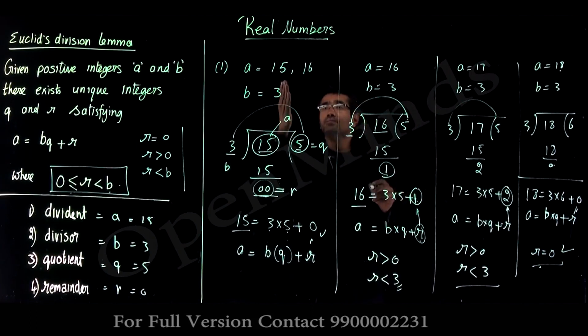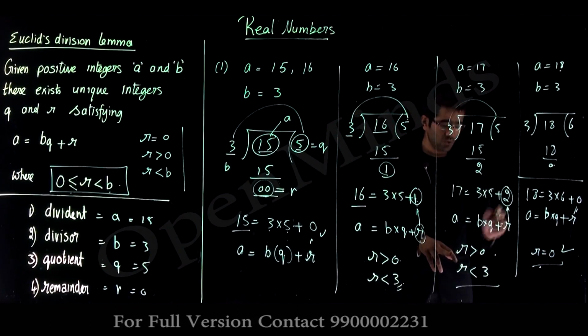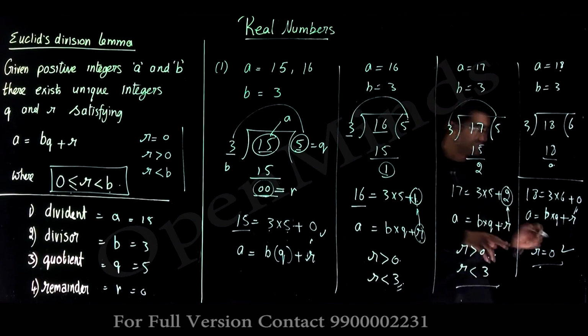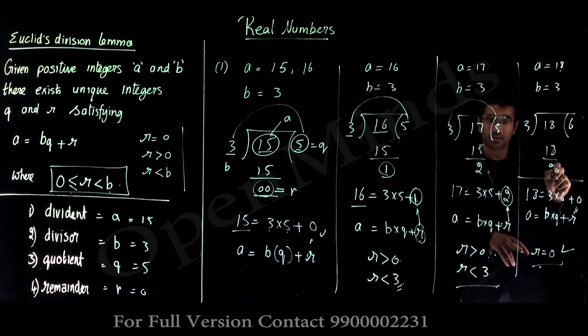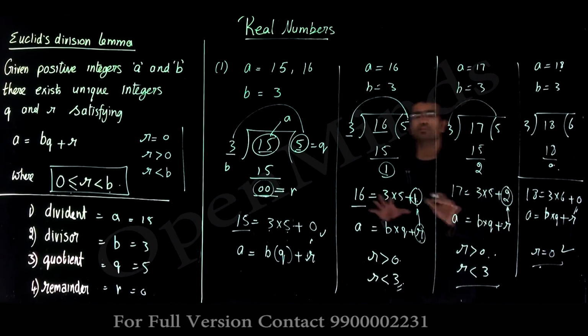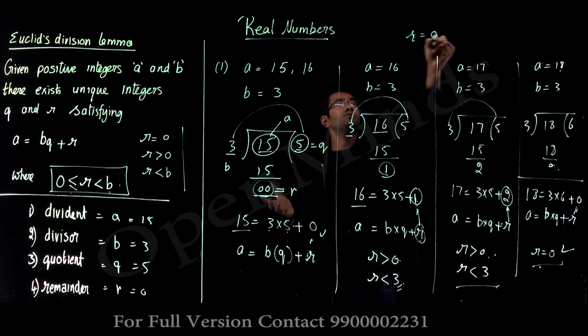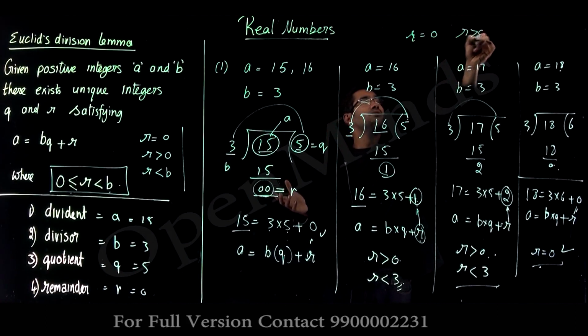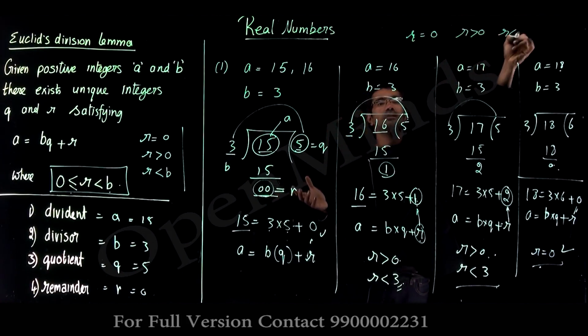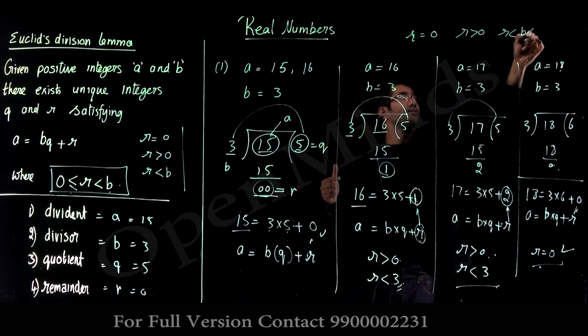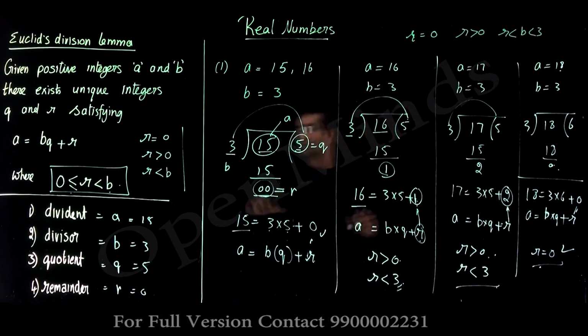But if I have one number more than 15, that is 16, I get R to be 1, which is definitely greater than 0 but less than 3. In this case it was 2, greater than 0, less than 3, but in this case 18 becomes 0 again. So it means R can only be what? R can be 0, or R can be greater than 0, or R can be less than B, or in this case it is less than 3. Alright, so come back to this guy.